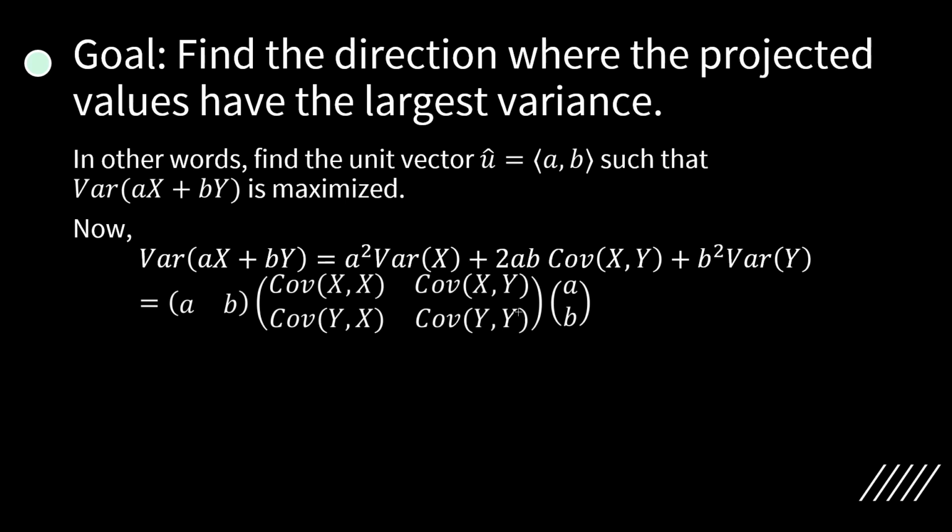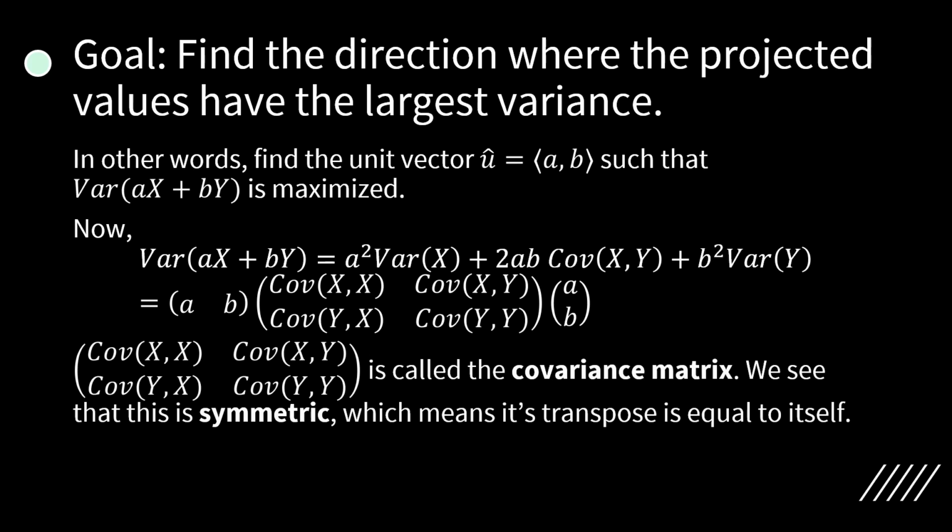The matrix in the middle, which is made up of the covariance of x and x, x and y, y and x, and y and y, is called the covariance matrix. We see that this is symmetric because if you take the transpose of this matrix, the diagonals stay, and this one becomes that, this one becomes that, and since the covariance of xy is the same as the covariance of yx, this matrix is indeed symmetric.